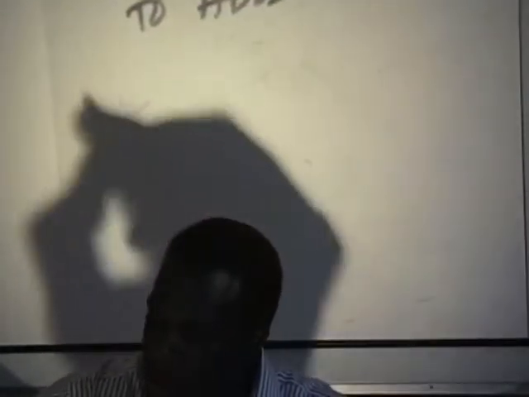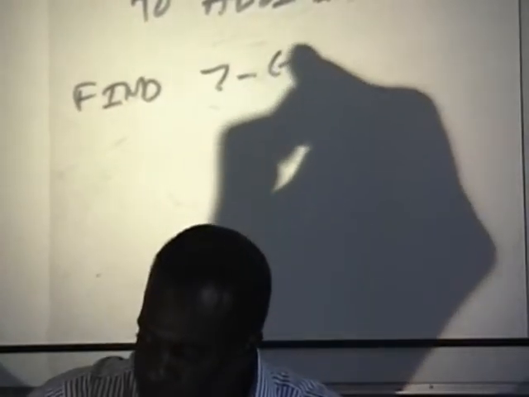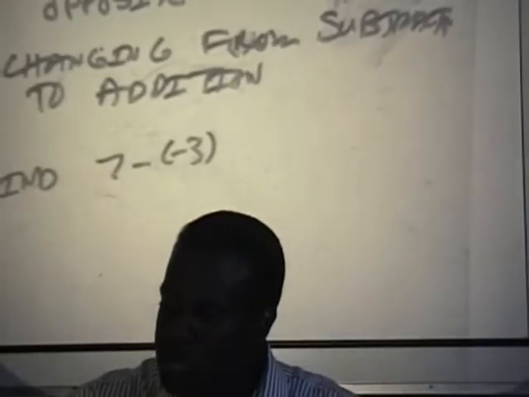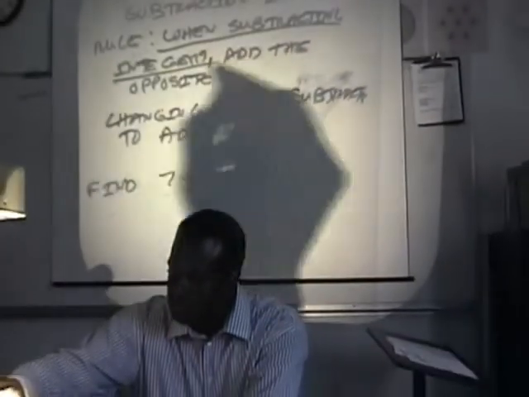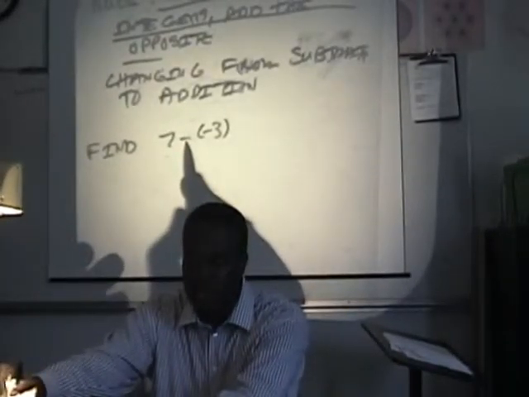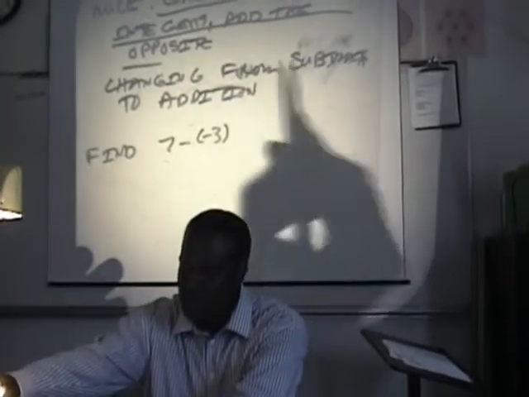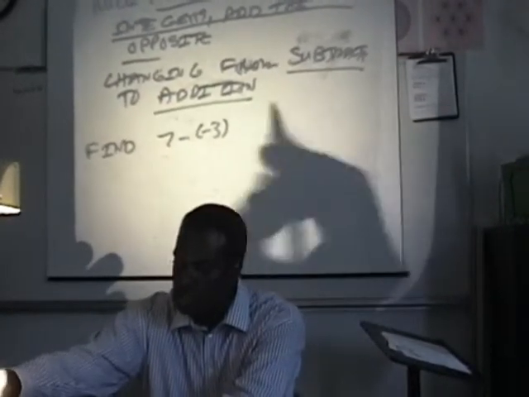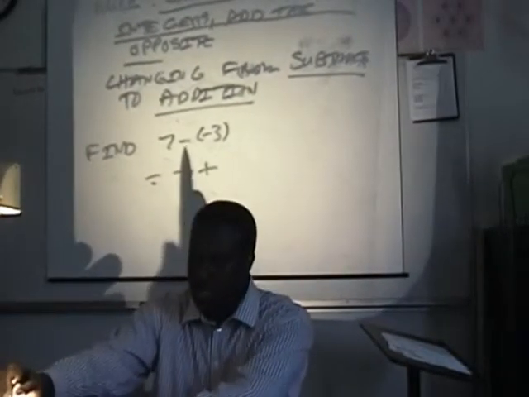Okay, we're going to find 7 minus a negative 3. What does the rule say? When subtracting integers, add the opposite. So now I'm going to change it from subtraction to addition. So that is equal to 7 plus, right?